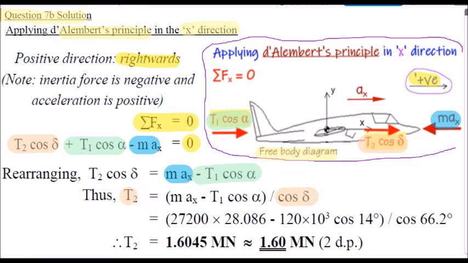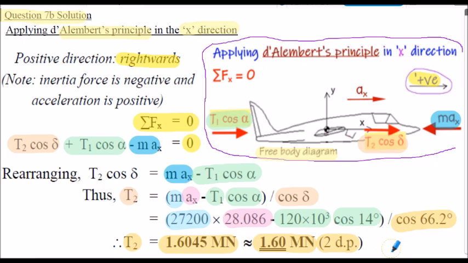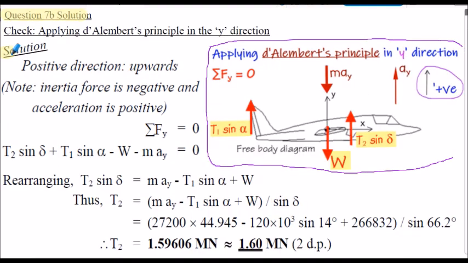Inserting our values for the mass, for the acceleration in the x direction, for T1 and cos of alpha, and that's all divided by cos of delta. So evaluating, thrust T2 is 1.6045 meganewtons, or 1.60 meganewtons to 2 decimal places. So in this particular question we were able to solve the problem by just generating one simple equation and solving it.